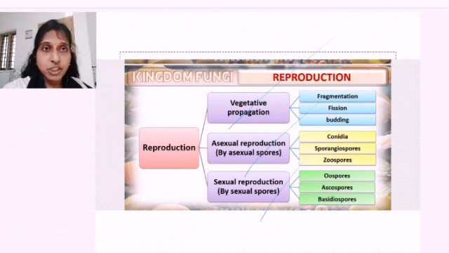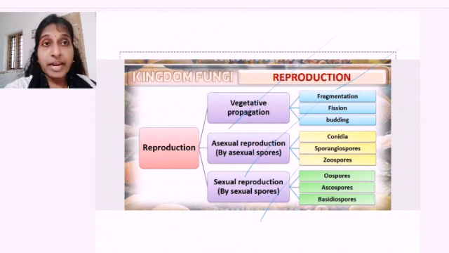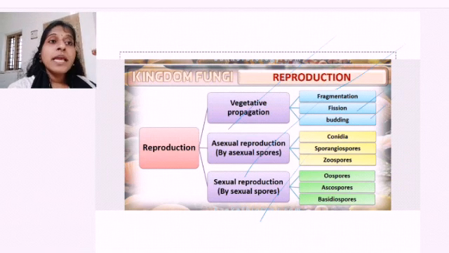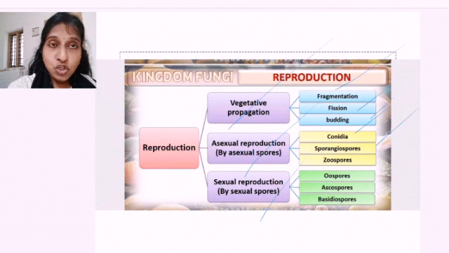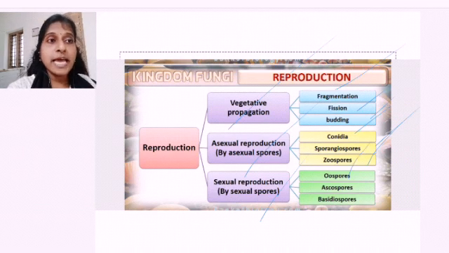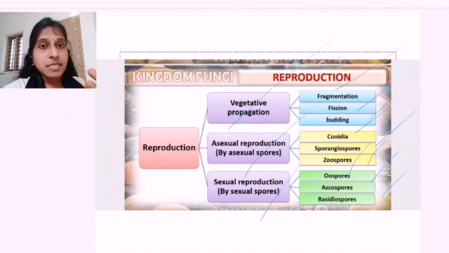In that case we call it vegetative propagation. Clear? In what ways does it take place? It takes place by fragmentation, fission and budding. One by one we will see. Asexual reproduction takes place by the formation of conidia, conidiospores, sporangiospores and zoospores. And sexual reproduction takes place by the formation of oospores, ascospores and basidiospores. One by one we will be discussing.